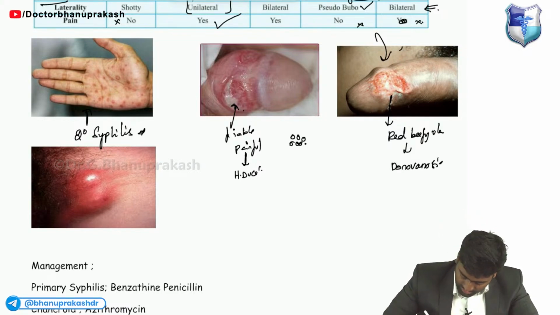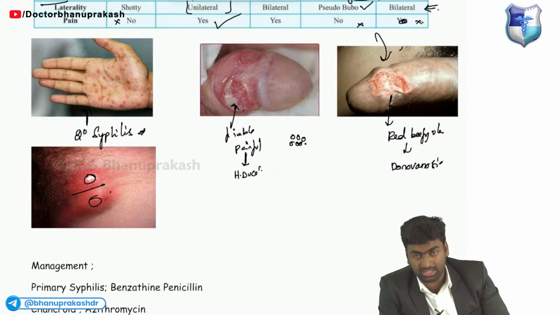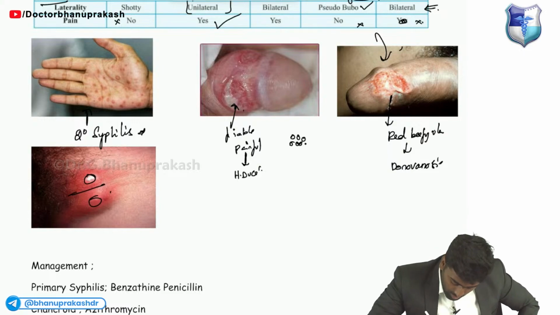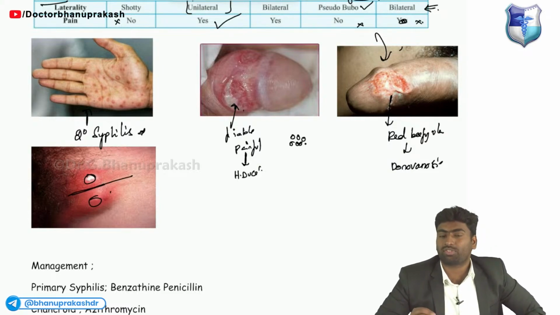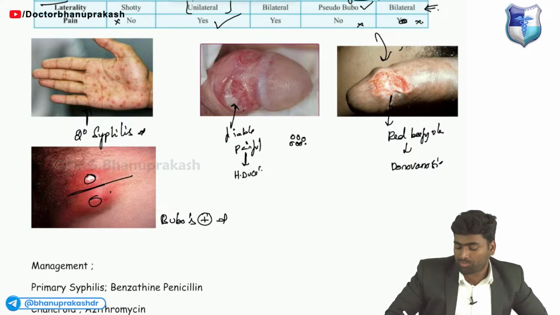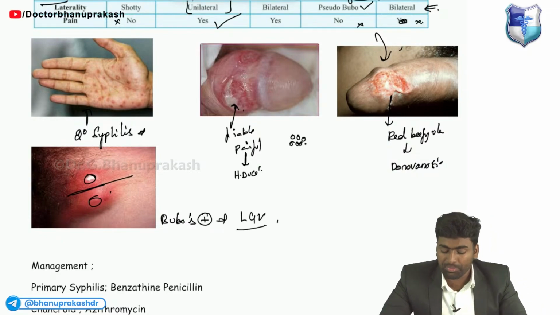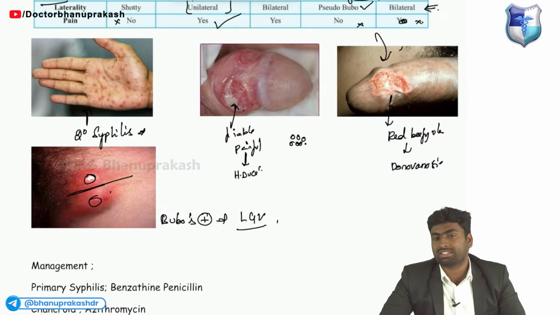Fine. And next, if you are able to see this suppurative lymphadenopathy causing formation of a groove in the inguinal region, this is known as formation of buboes. So this bubo formation will be typically seen in a case of which one? Lymphogranuloma venereum. It will be caused by lymphogranuloma venereum, where we will see this groove sign.